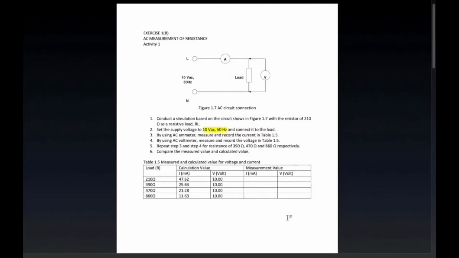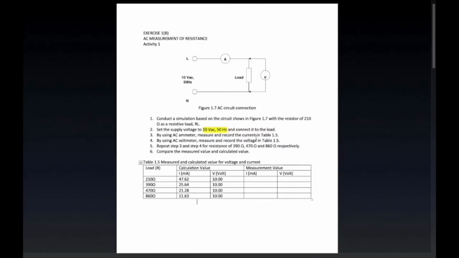Assalamualaikum warahmatullahi wabarakatuh. Today, I will be doing an AC measurement of resistance. I will start with activity 1. Here is the circuit for activity 1. In this activity, I need to find the current and voltage. For the calculation value, I use V equal IR and this is what I get.